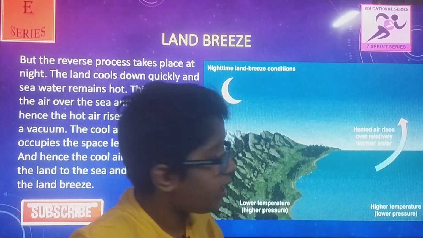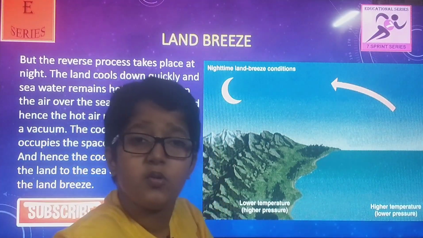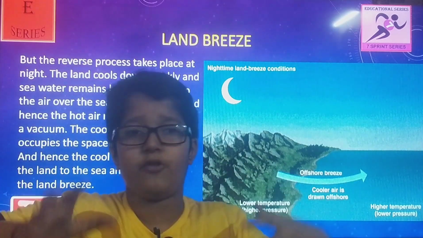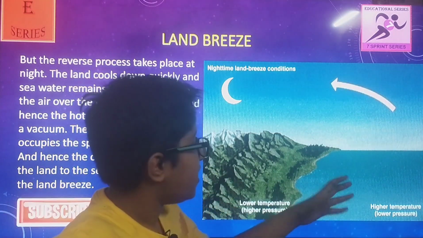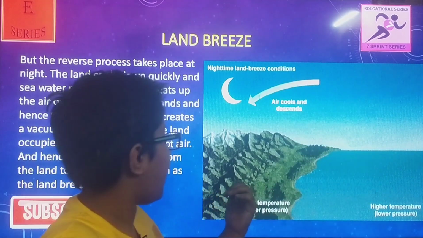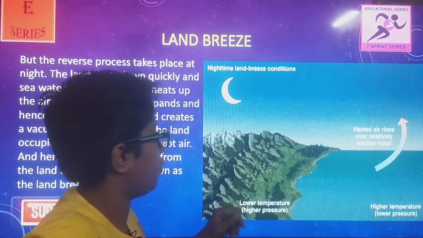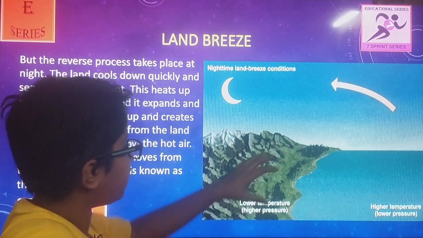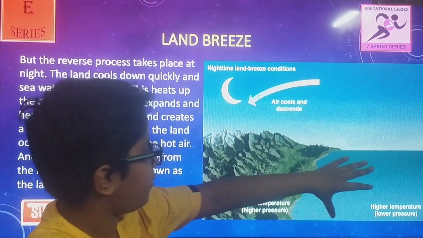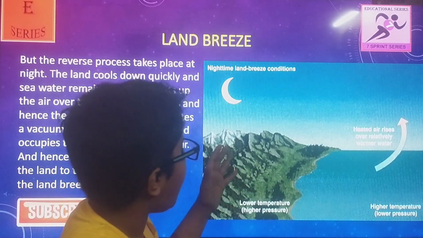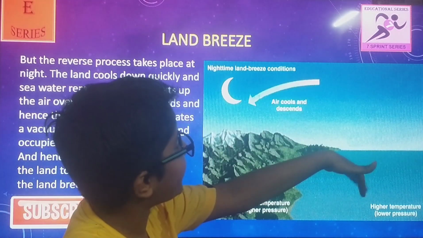So this water has now gained a lot of heat. Now what will happen is that it is comparatively hotter than the land, because the land has radiated all its heat and is now cool. So now the hotter air over the ocean moves towards the land, and the colder air rushes to take its place.